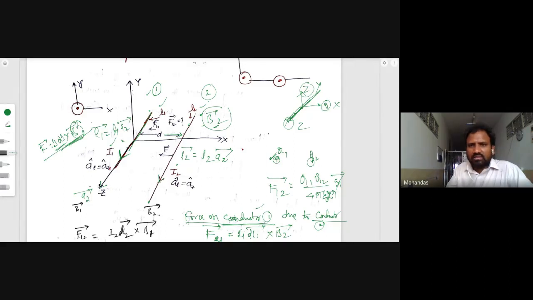Once you write this, the remaining things are very easy. This is force on conductor 1 due to conductor 2. Due to conductor 2 means as the current is flowing in conductor 2, obviously the magnetic field will be like this. That magnetic field is B2. We are going to calculate force on conductor 1, which carries a current I in this direction.